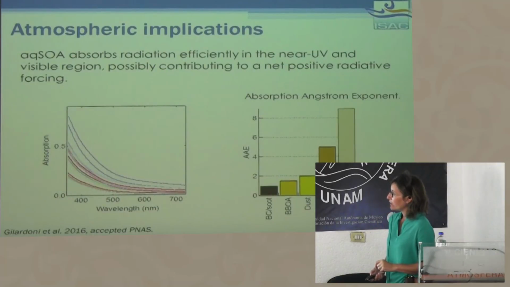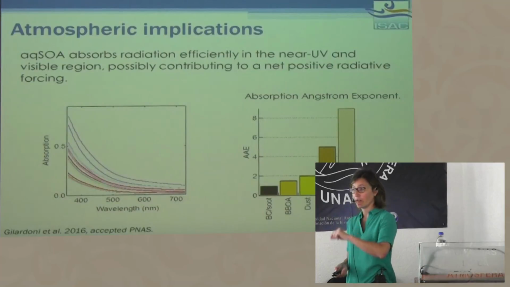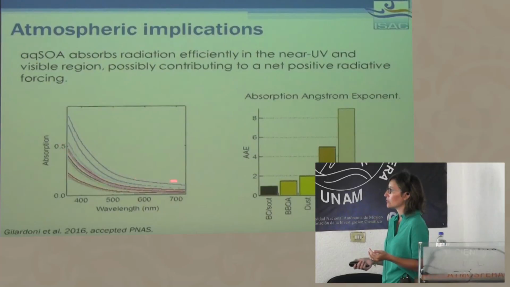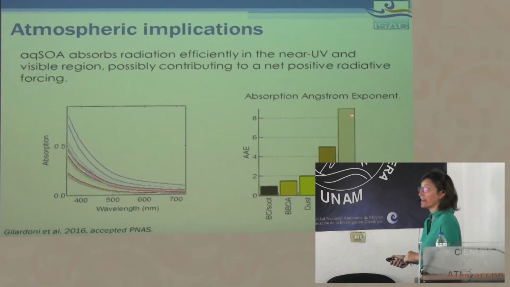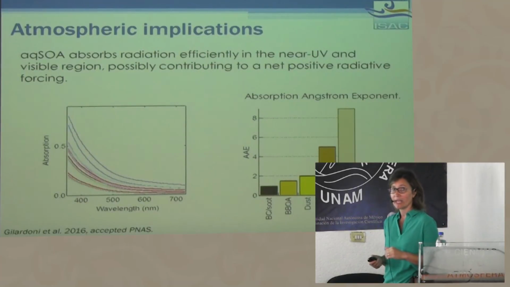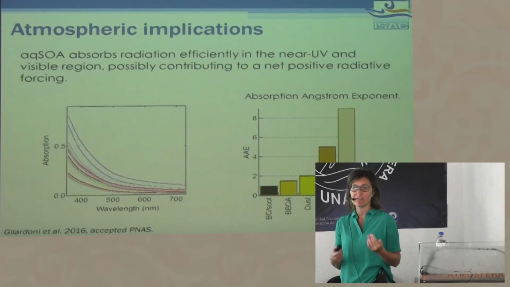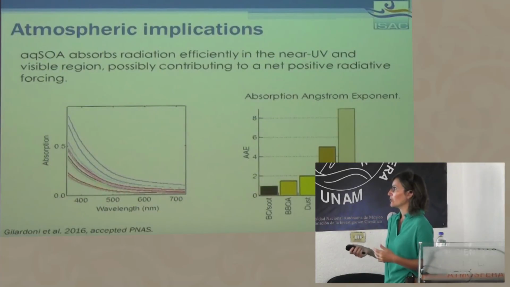We were also able to measure the absorption Angstrom exponent of the aqueous SOA in fog water. So we took the fog water samples, we recorded the absorption spectra in the UV-visible region, we measured the absorption Angstrom exponent, and it ranged between 5 and 9. So we can definitely say that the aqueous SOA can actually contribute to the absorption in the UV and visible region. So it can actually have a role in climate change, in climate warming, in this case.